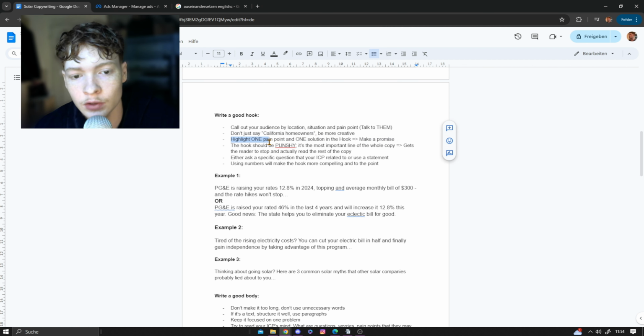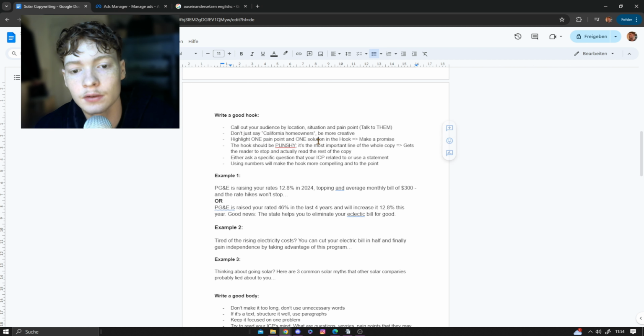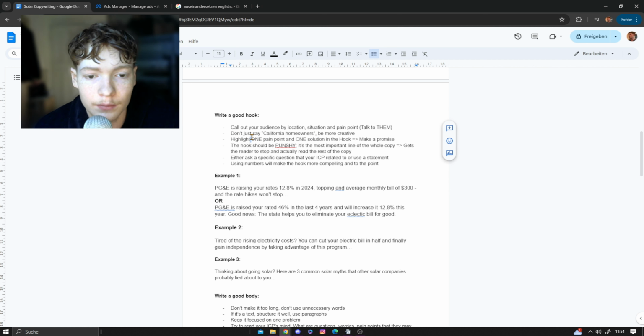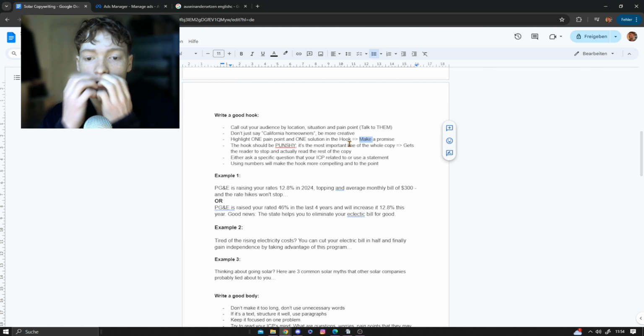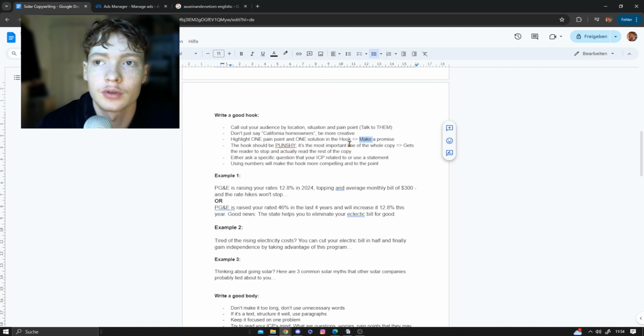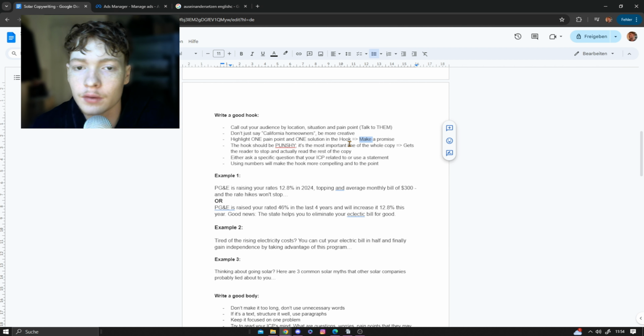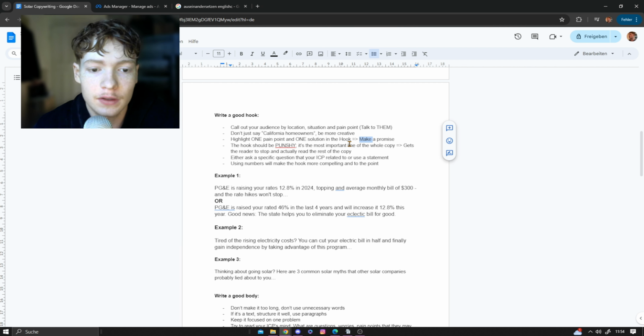And then you want to highlight one pain point and one solution. You don't have to do the solution in the hook. You can also highlight just the pain point, and then they keep reading, and in the body you highlight the solution. But you want to have one pain point, one solution, and you want to make a promise in the hook. Again, you don't have to do this, but it's pretty good. You always have to think that after they read the hook, you want to spark their interest so they keep reading.